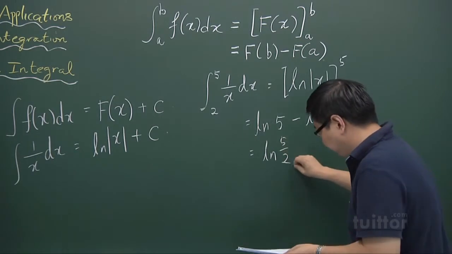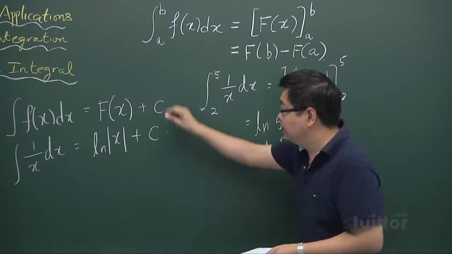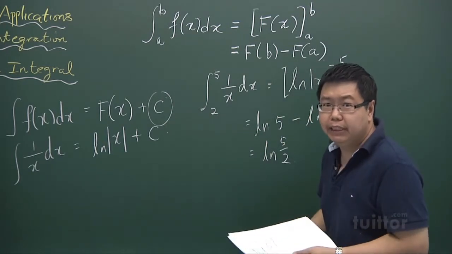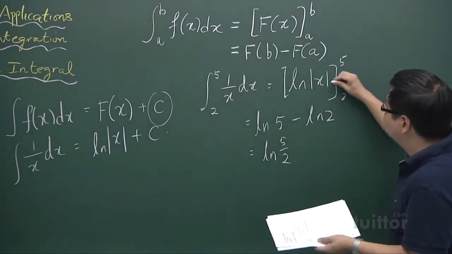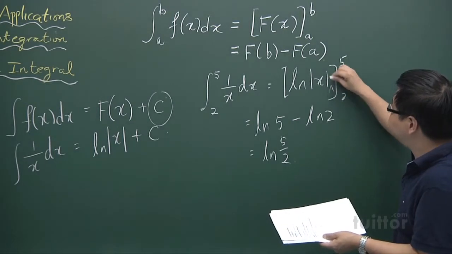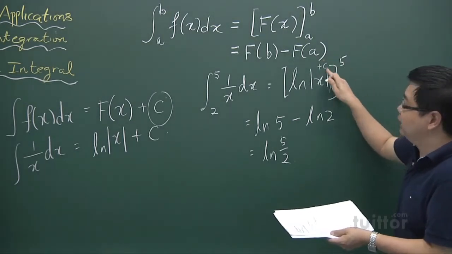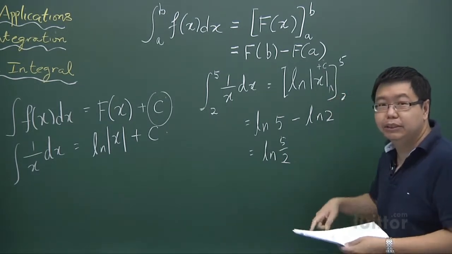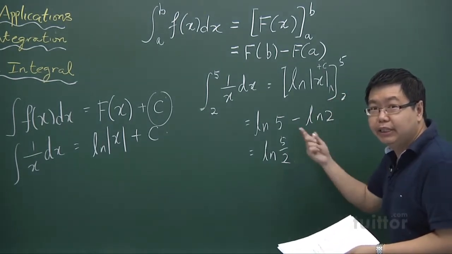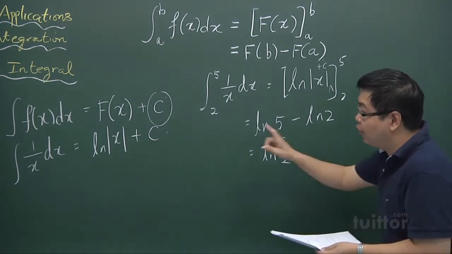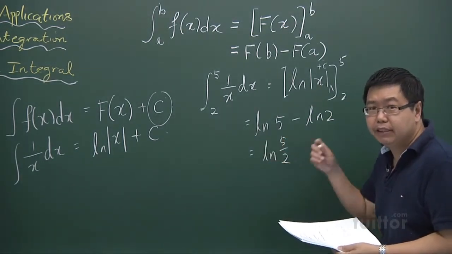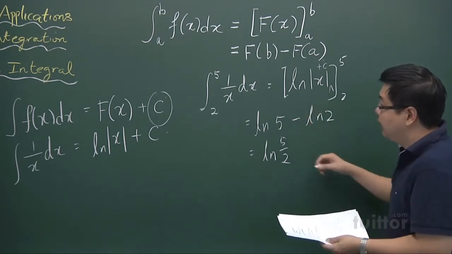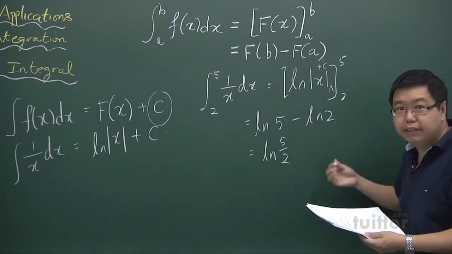You might notice that we didn't consider c in the working of the definite integral. The reason is that if you have a plus c here, and you substitute 5, it will still be c, and you substitute 2, it will still be c. So the c will naturally cancel out. So the arbitrary constant that we have in the indefinite integral is not required to be shown in the computation involving a definite integral.